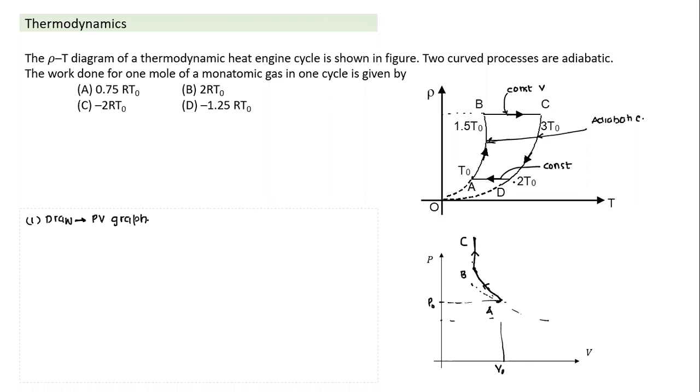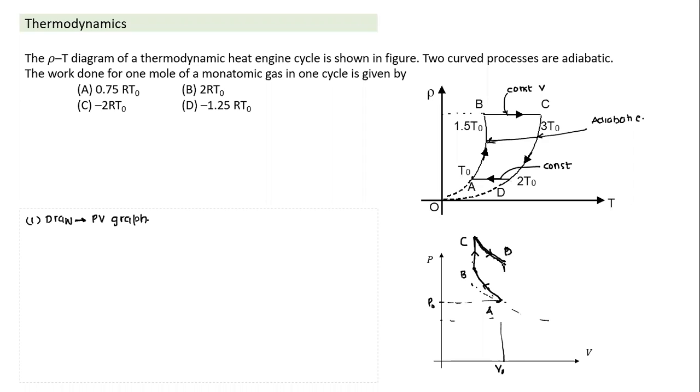How about C to D? We already know it is an adiabatic curve. So for C to D, again I draw an adiabatic curve. Is it compression or expansion? Clearly we notice it's an expansion, because density is decreasing, so volume must increase along C to D. And then it becomes D to A.